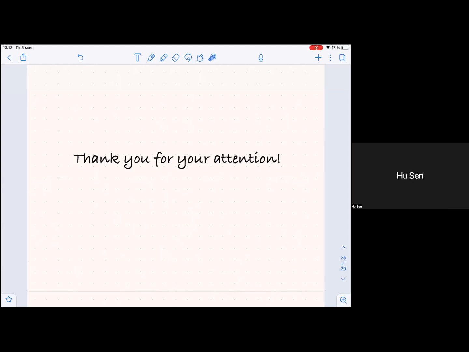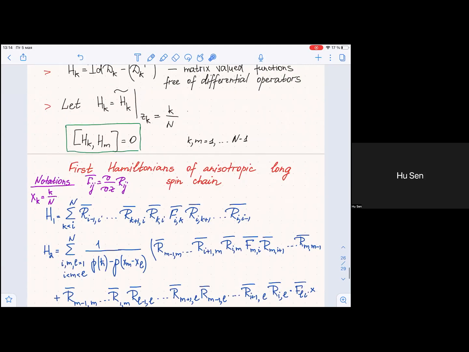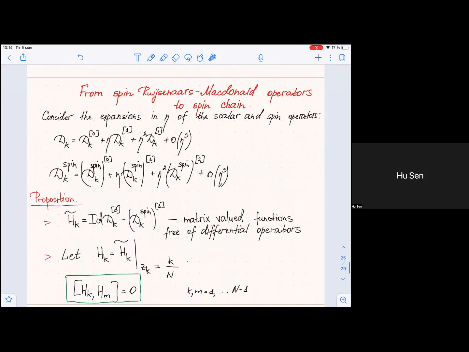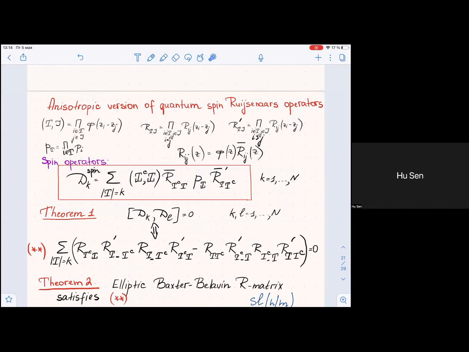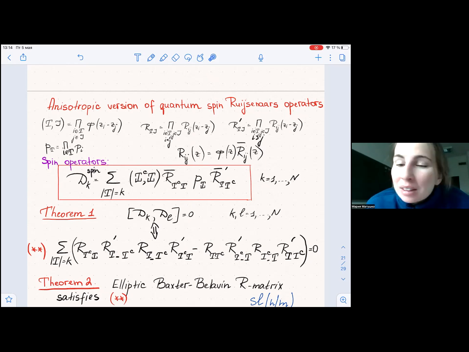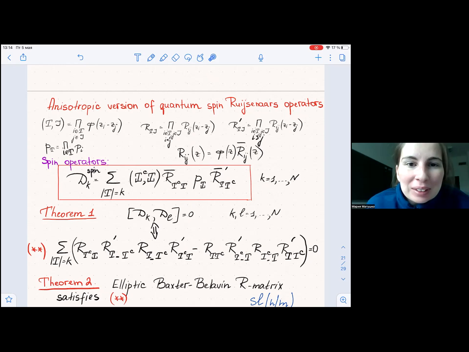So these D operators look like Wilson loop operators as well. Which operators? The spin operator, D_k, yes. It also looks like Wilson loop operators. What do you mean? Wilson loop. I don't understand, I'm sorry. Okay. So what is the question?